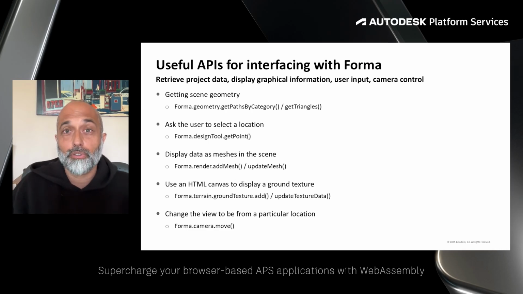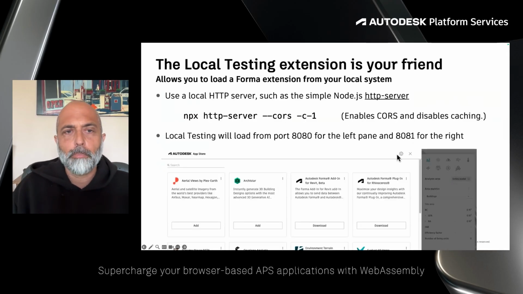If you want to create meshes and then display them back inside the scene, then you can use add mesh and update mesh. If you want to have an overlay as a ground texture, you can add in your own HTML canvas and then update it. And we're going to be using all of these capabilities. And then the last one, you want to be able to move the camera so that you can navigate through the scene automatically.